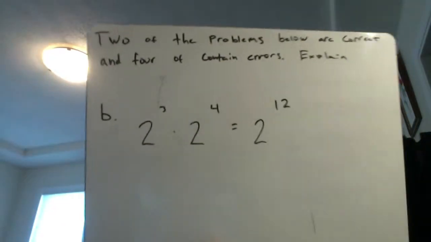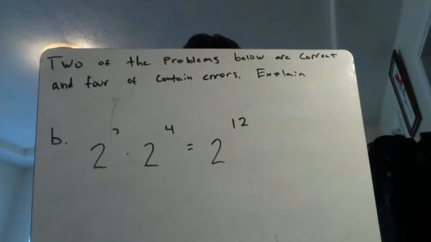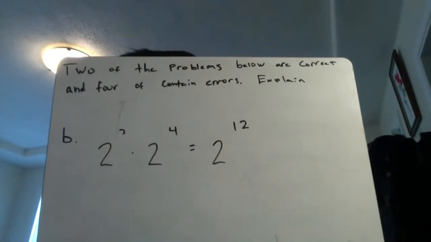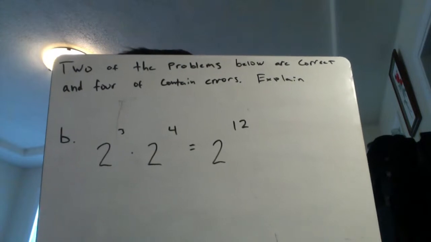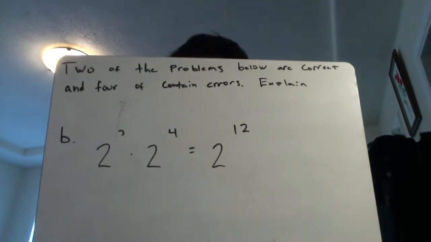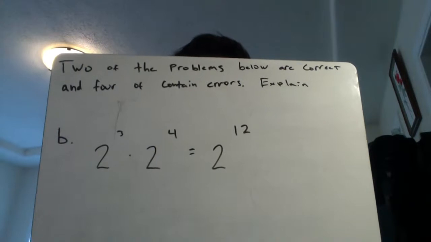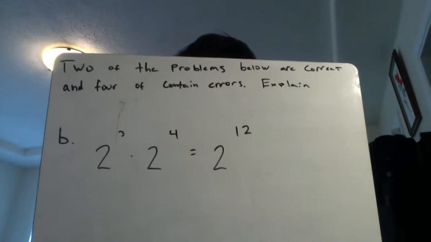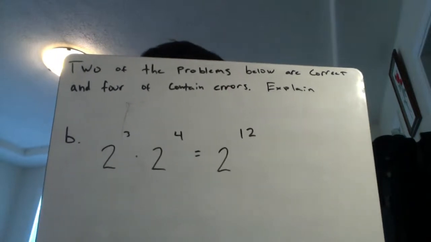Let's look at B. So is this valid? They have 2 to the third times 2 to the fourth equals 2 to the 12th. You guys, is this a valid statement? Did they use their rules correctly? Let me know what you think in the chat. Is 2 to the third times 2 to the fourth 2 to the 12th? What do you guys think?